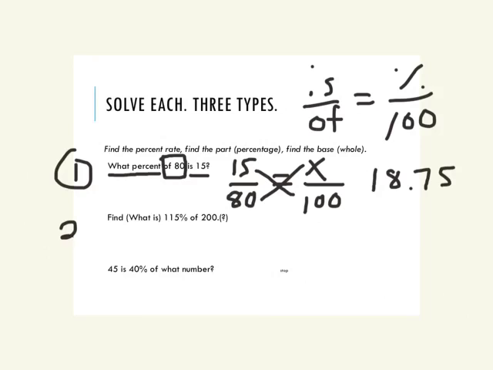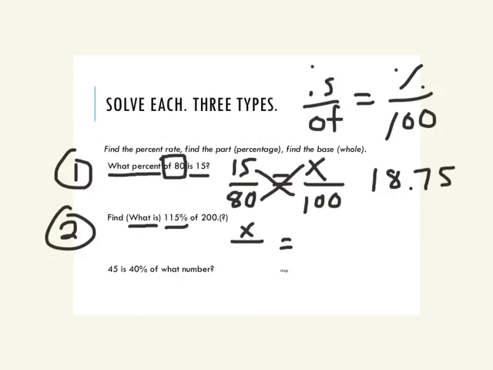Alright, let's jump into number 2. Number 2 says find 115% of 200. Anytime you see the word find, we translate that to be what is. The word find means what is. So let's go through this, okay? What is? Do we know our is? Nope. So our x goes where is in our category.